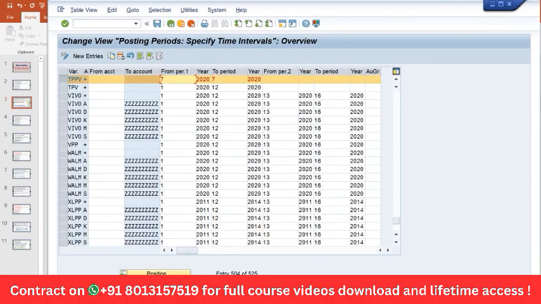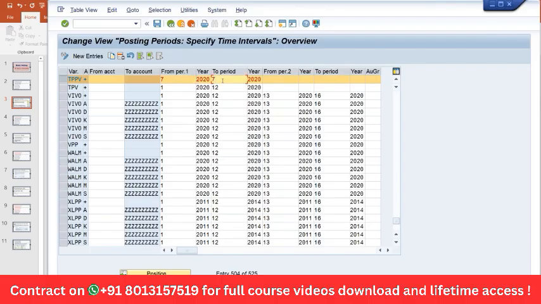Now which period is open here? Only the 7th period is open, right? It means transaction posting is possible neither in the 6th period nor in the 8th period. It means it is not possible in a past period or in a future period. It will be possible only in the current period.